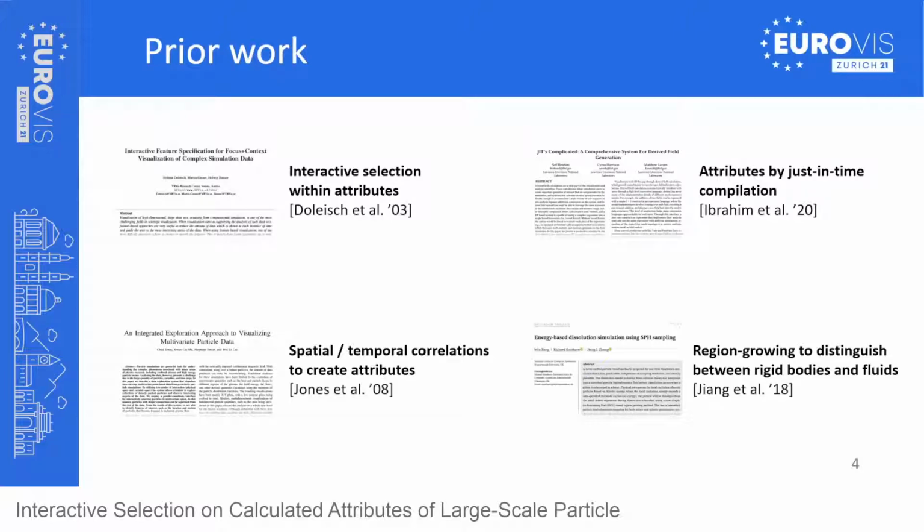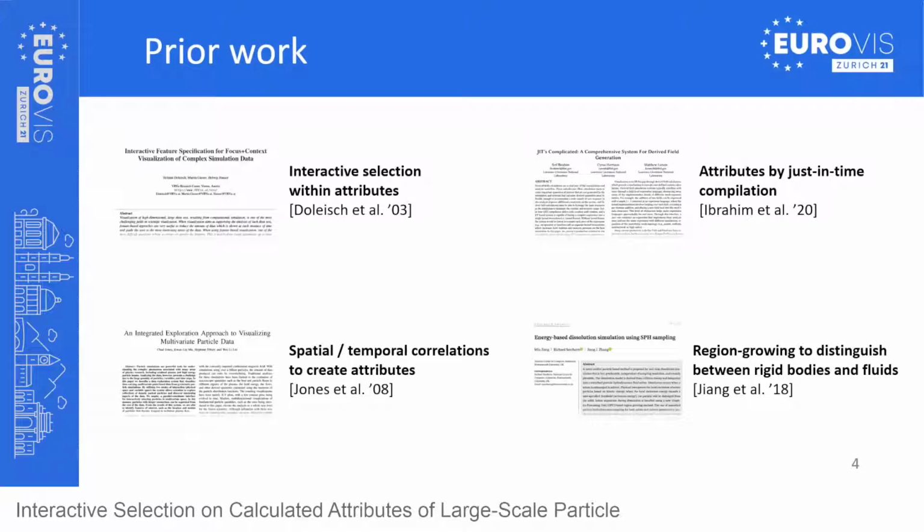Prior work has already pointed out the need for interactive selection within attributes using linked 2D and 3D views with logical combinations of attributes. There are spatial and temporal correlations as a basis for new attributes, and multi-core solutions of derived field generation are part of today's production tools. We have them available in ParaView and VisIt, for example. Quite recently, deriving attributes has been extended by just-in-time compilation, which helps us to define the required attributes as late as possible. The field of region growing has recently been used to assist the distinction of fluid and rigid bodies for simulations on the GPU.